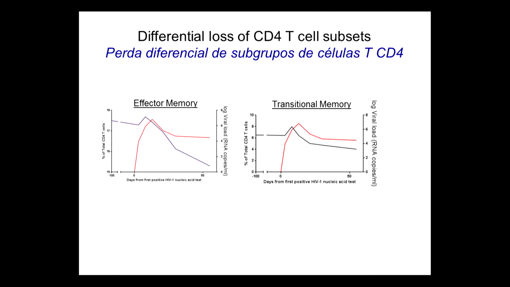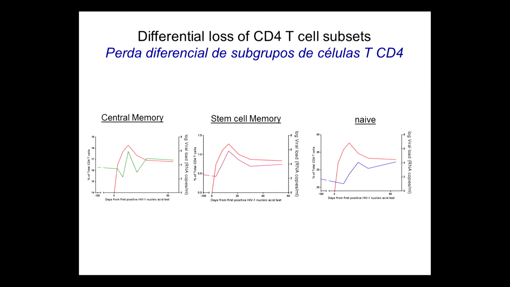What you can see here is that the effector memory cells are very rapidly lost over the first 50 days of HIV infection, followed by the transitional memory cells that are also decreasing in the first days of HIV infection. In contrast, we don't see this pattern for all memory CD4 T cell subsets. Some are actually increasing in the first days of infection, like central memory cells, stem cell-like memory cells, or naive memory cells.